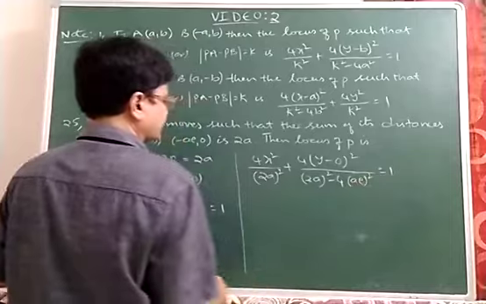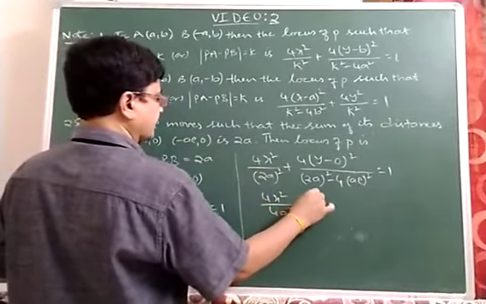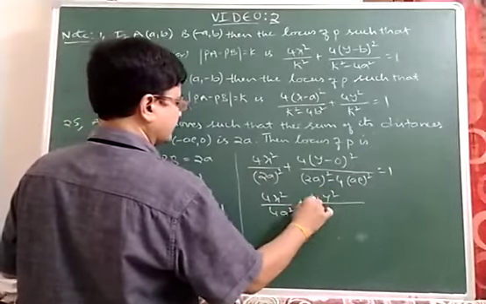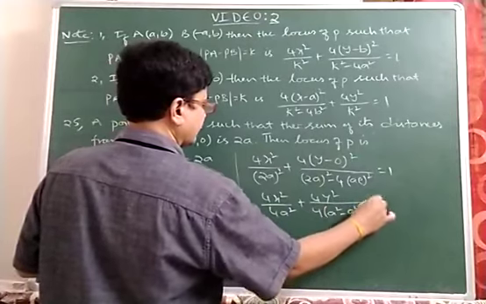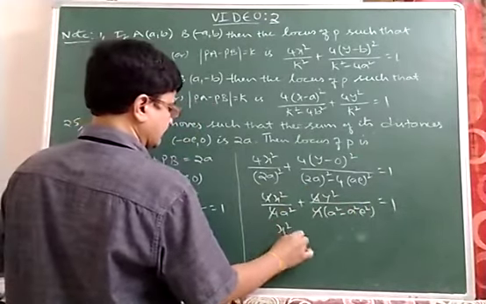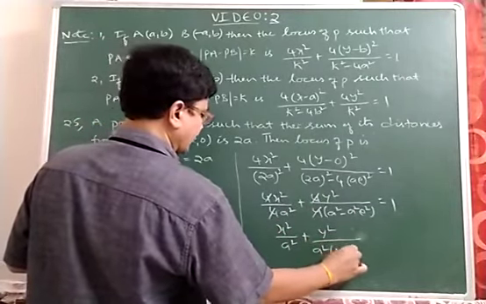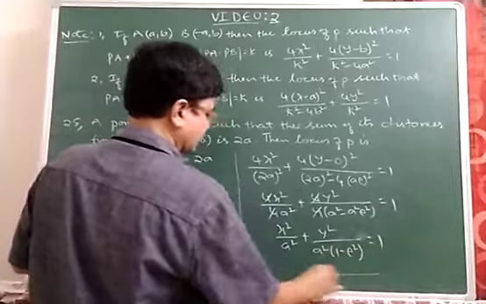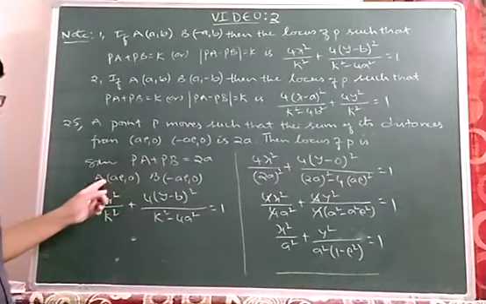Now this is 4x² by 4a² plus 4y² by (4a² − 4a²e²) is equal to 1. 4 cancels, 4 cancels. Now x² by a² plus y² by a²(1 − e²) is equal to 1, which is the required locus. The locus depends on a and b.